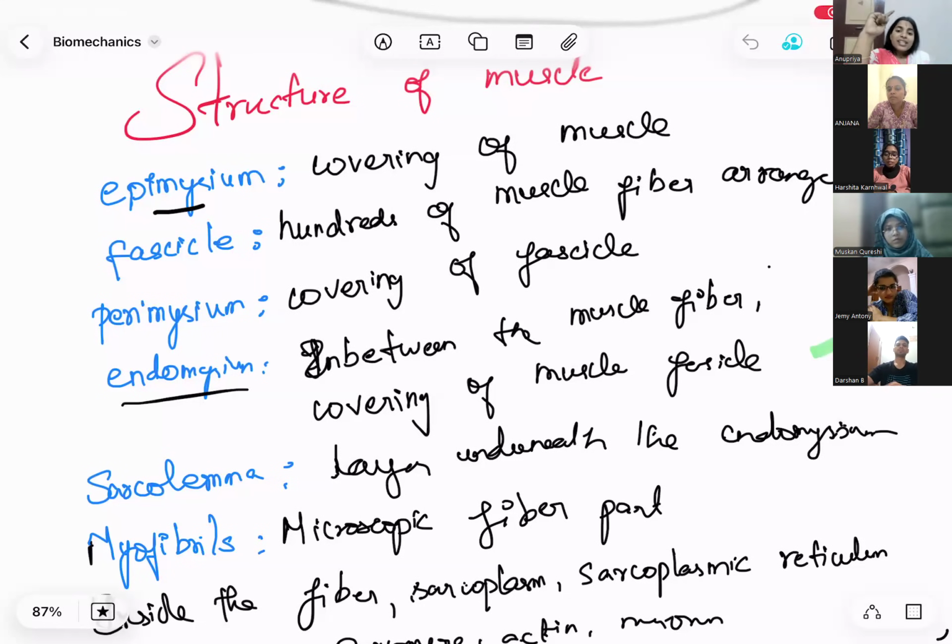That fascicle covering is called perimysium. Epimysium is the muscle covering. That bundle covering is called perimysium. Inside the bundle, we have 100 muscle fibers now. In between one muscle fiber and the other muscle fiber, there will be a layer that is called endomysium.